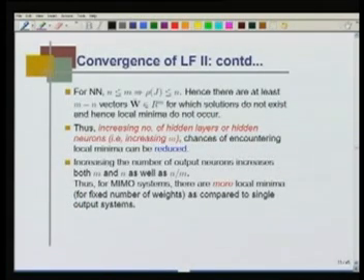Since for a neural network n is much less than m, there are at least m minus n vectors for which a solution does not exist, and hence local minima do not occur. By increasing the number of hidden layers or hidden neurons, the chances of encountering local minima can be reduced because of this particular statement. Increasing the number of output neurons increases both m and n as well as n by m. Thus, for a MIMO system there are more local minima as compared to a single output system. So, more complexity, more local minima.